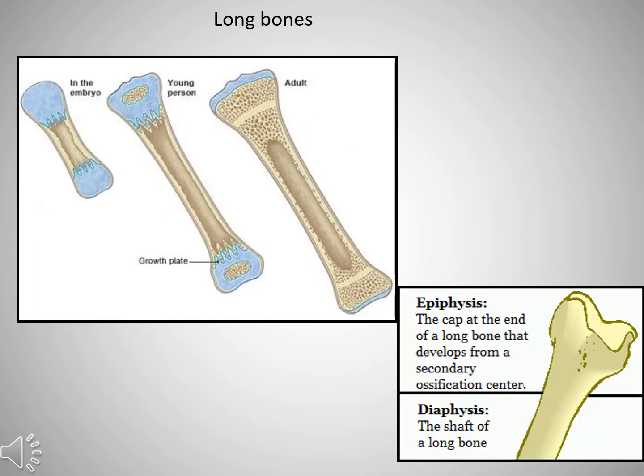In this slide, the diagram shows the long bones and the age differences. The long bones in the embryo, in a young person and an adult is shown here.